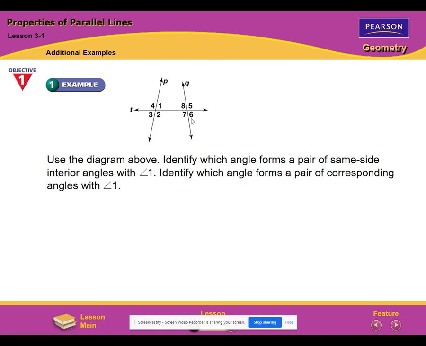This problem says identify which angles form a pair of same side interior angles with angle 1. Okay, so same side interior with angle 1, that'd be angle 8. Let's mark that. The one that would be same side interior with angle 1 would be angle 8, right? Identify which angle forms a pair of corresponding angles with angle 1. Well, corresponding would be angle 5. And again, none of these are congruent because P and Q are not parallel.